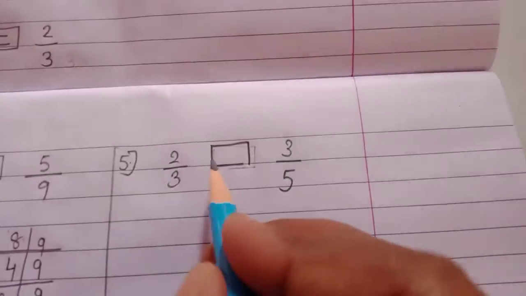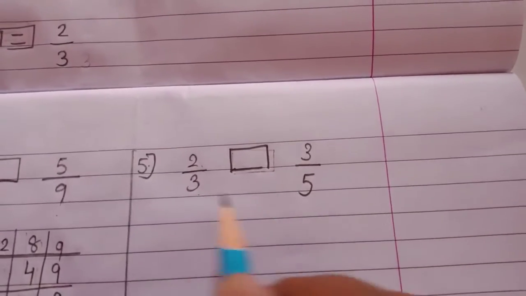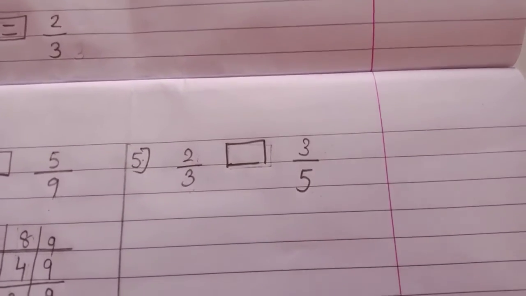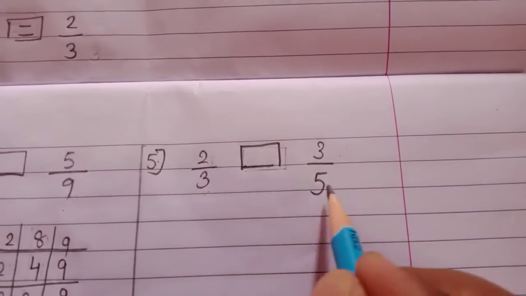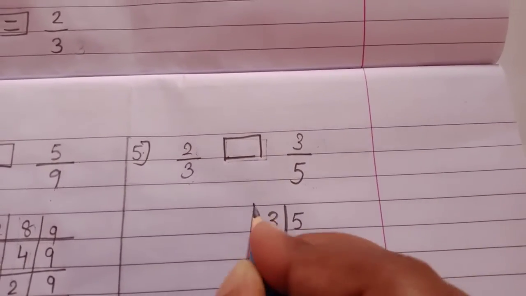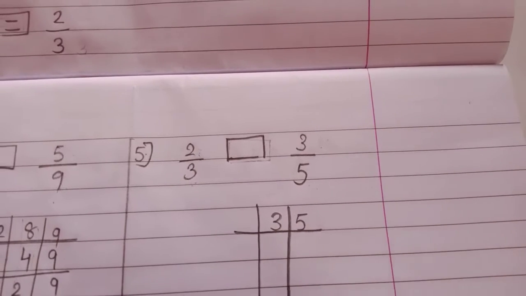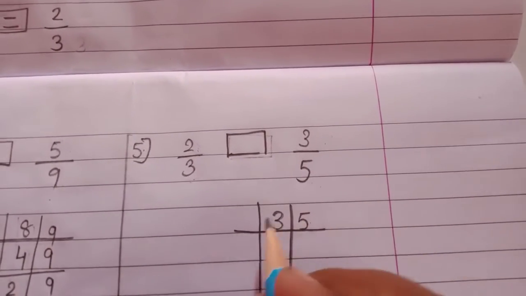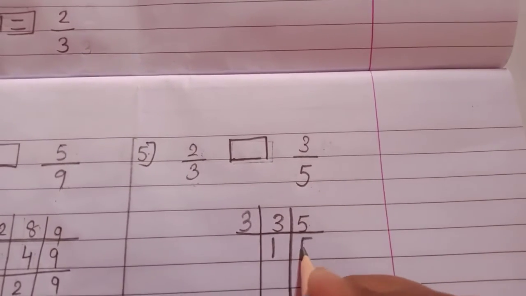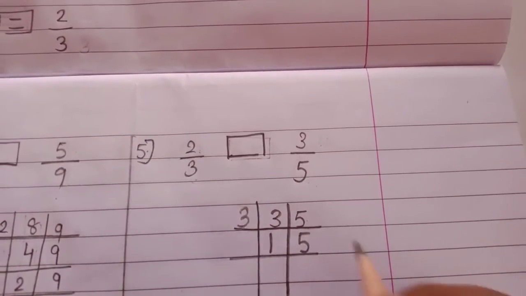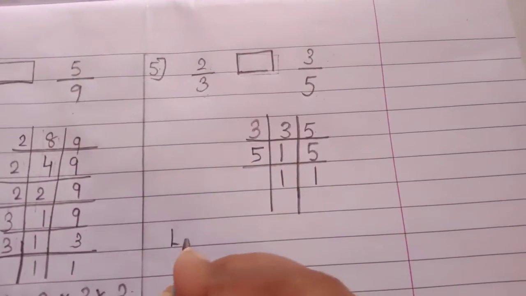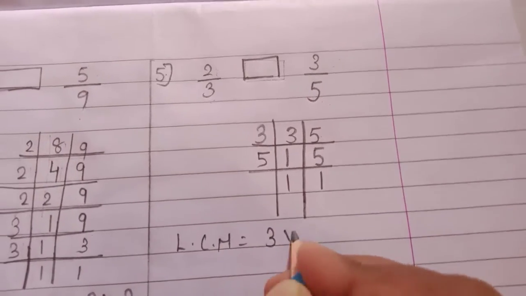Now number 5, 2 upon 3 and 3 upon 5. Here also in both fractions numerators are different and denominators are different. So to make the denominator same, first we will take out the LCM of denominators 3 and 5. 3 and 5 are both odd numbers and will not come in the 2 table. So we will move to the 3 table. 3 1s are 3, so this 5 we will carry down. In the 3 table 5 will not come. And we will write now 5 1s are 5. So LCM equal to 3 multiplied by 5.